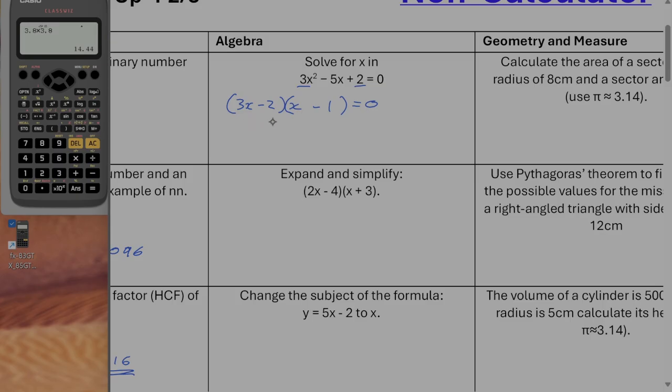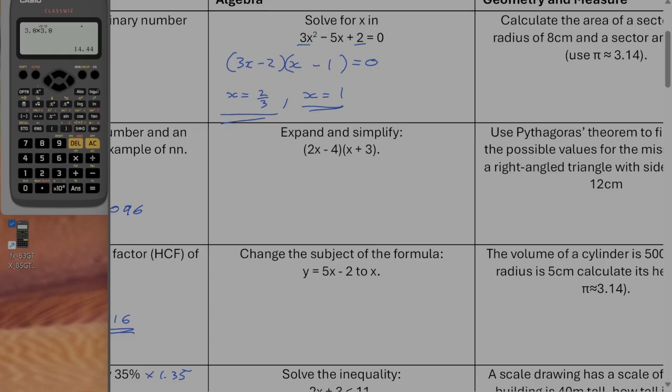And then if I'm pulling off my two values of x, then to make this bracket 0, x would need to be equal to 2/3. And then to make this bracket 0, x would need to be equal to 1. So that's going to be my values.